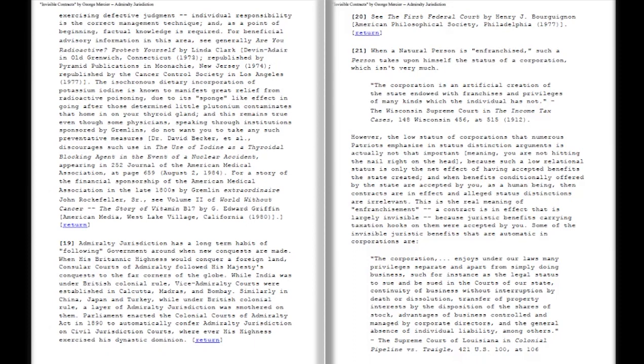A contract is in effect that is largely invisible because juristic benefits carrying taxation hooks on them were accepted by you. Some of the invisible juristic benefits that are automatic in corporations: the corporation enjoys under our laws many privileges separate and apart from simply doing business, such for instance as the legal status to sue and be sued in the courts of our state, continuity of business without interruption by death or dissolution, transfer of property interests by the disposition of the shares of stock, advantages of business controlled and managed by corporate directors, and the general absence of individual liability, among others. The Supreme Court of Louisiana in Colonial Pipeline vs. Traigle, 421 U.S. 100 at 106.